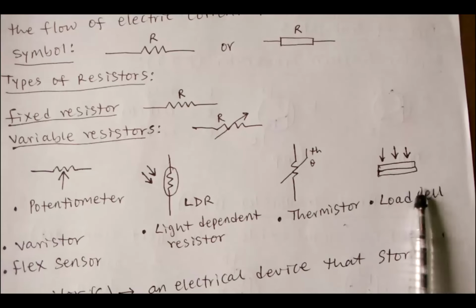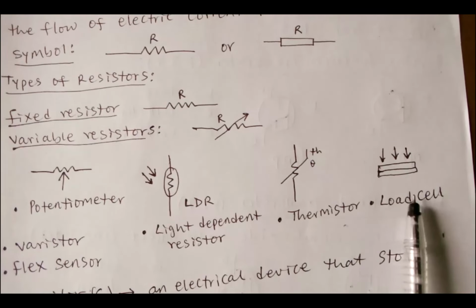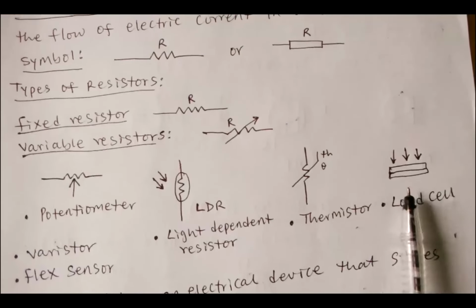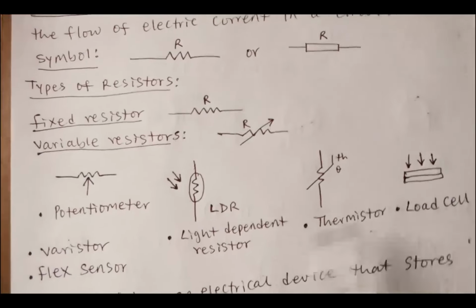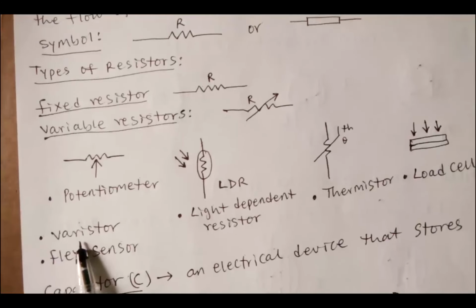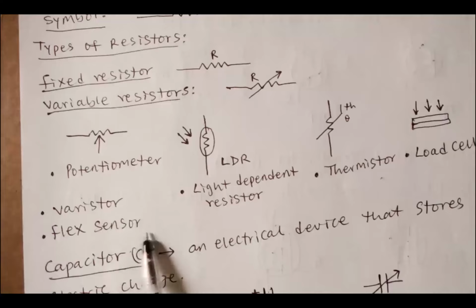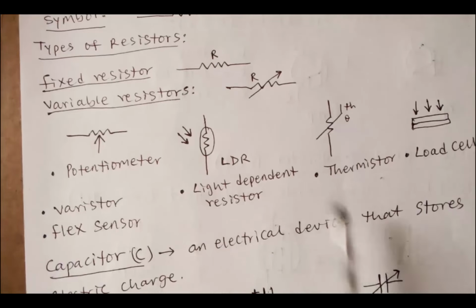Then we have one now called load cell, like those digital weighing scales we have in our physics and electronics lab. So they are made up of load cell. They're far away now, I've shown you. Then we also have another one called varistor. They also have flex sensor. So all these are types of resistors.